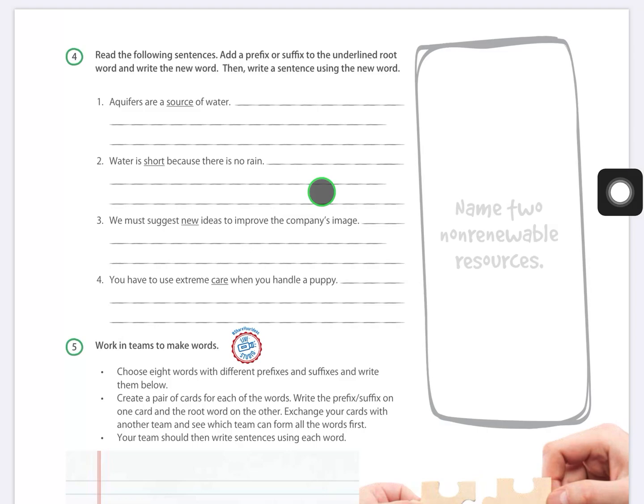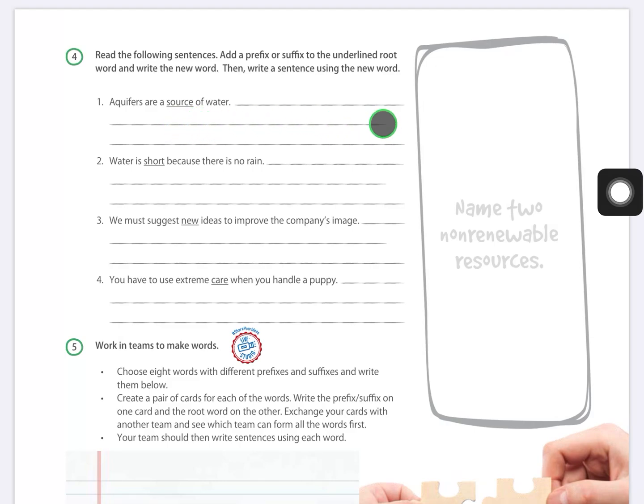For example, we have here: read the following sentences. Add a prefix, remember that the prefix goes before the word, or a suffix, which goes after the word, to the underlined root word, and write the new word. Then write a sentence using the new word. For example, we have here: aquifers are a source of water. So we can add a prefix or a suffix here, and create another sentence using that new word. For example, it could be resource or resourcer.